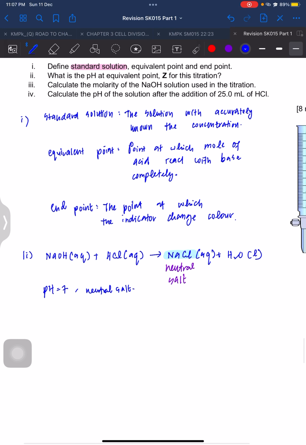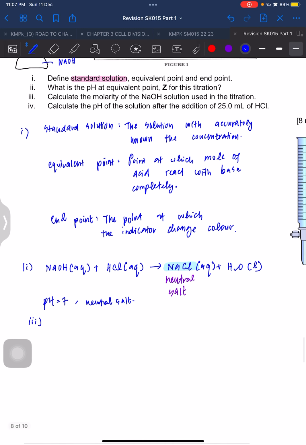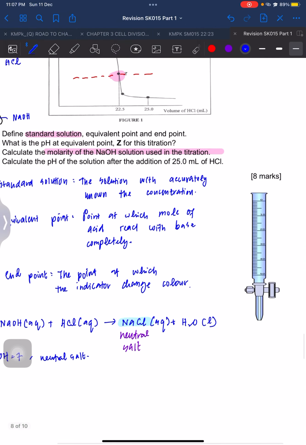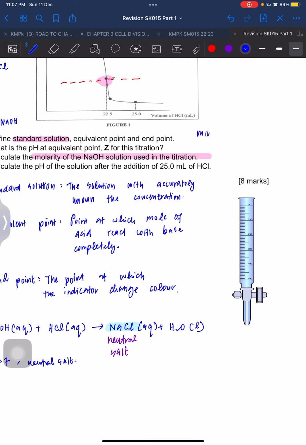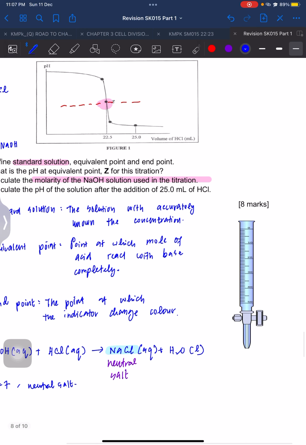That's it. Okay, so moving on to the next question. Calculate the molarity of sodium hydroxide solution used in the titration. By the way, in this question, ramai yang akan guna this formula, M1V1 is equal to M2V2. Tada, salah.